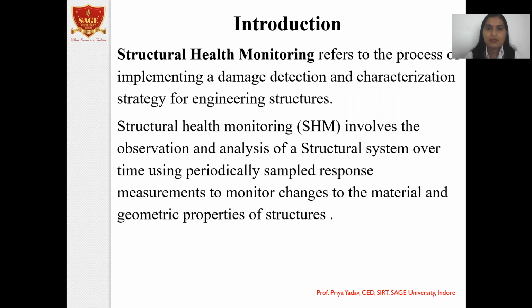Introduction. Structural health monitoring refers to the process of implementing a damage detection and characterization strategy for engineering structures. Structural health monitoring involves the observation and analysis of a structural system over time using periodically sampled response measurements to monitor changes to the material and geometrical properties of the structures.